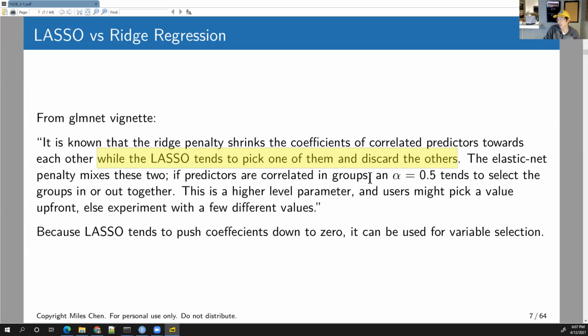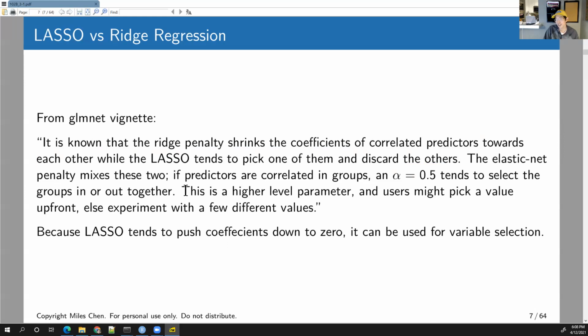If the predictors are correlated in groups, then maybe an alpha of around 0.5 will tend to select the groups in or out together, so that you might have a set of predictor variables that are similar to each other, and the entire group might get pushed down to 0, or the entire group might remain. Okay, and so this is what happens.